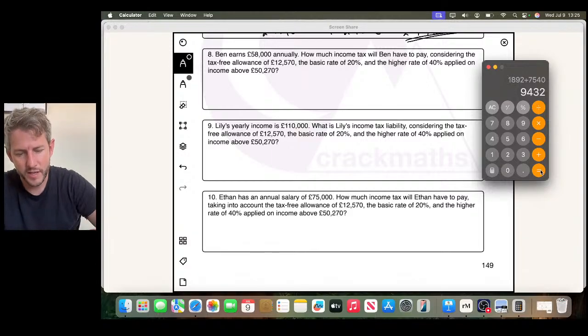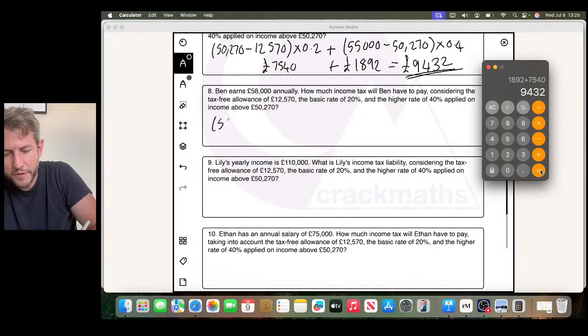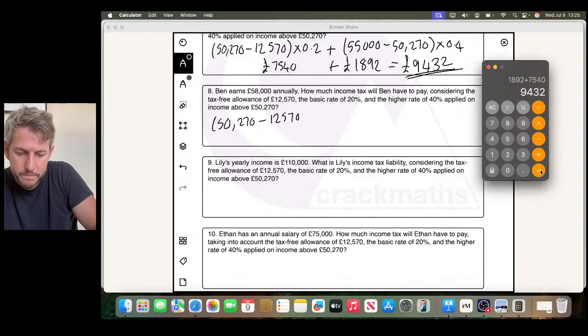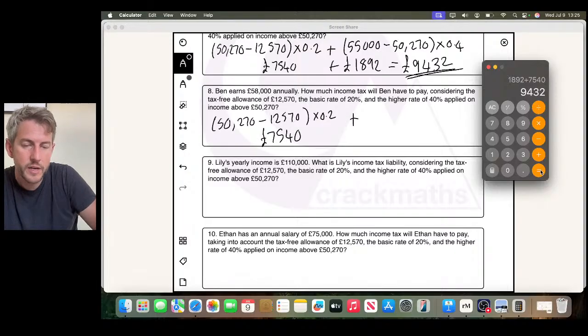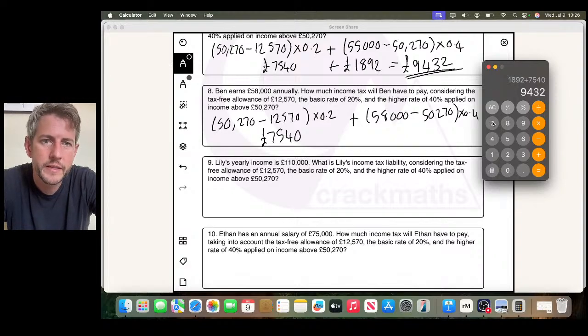£50,270. Okay, so I actually know that this first bit is going to be the same. So this is going to be the 50,270 minus 12,570 times 0.2, and then so that's going to give us this 7,540. The bit that's going to be different is his upper band. So he gets this time 58,000 minus the 50,270 times the 0.4 for the 40%. So let's work out what that second bit is.